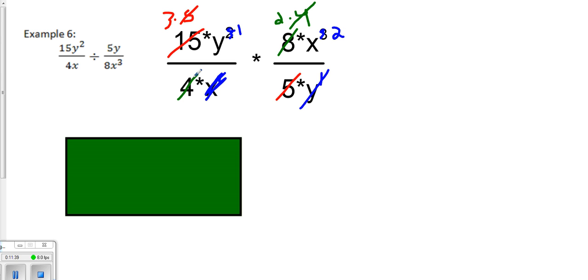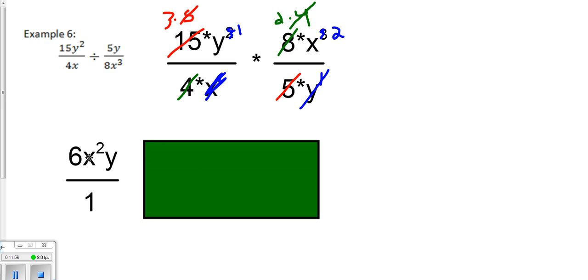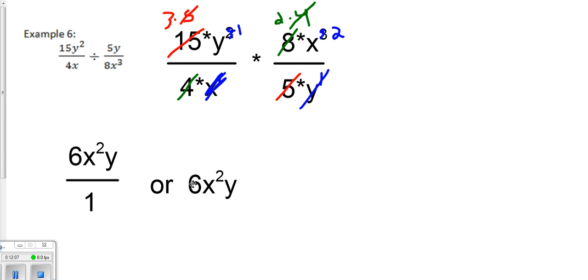So now, we've gotten rid of everything on bottom, so we'd call it a 1 on bottom, because it's all of this times 1. 3 times y, or y to the first, times 2 times x squared becomes 6x squared y all over 1. 3 times 2 is 6. Here's an x squared, here's a y. And again, because it's all over 1, you can simplify it to just 6x squared y.